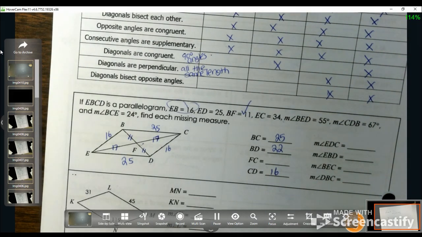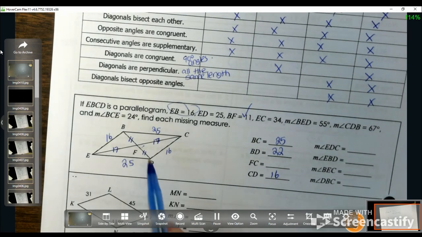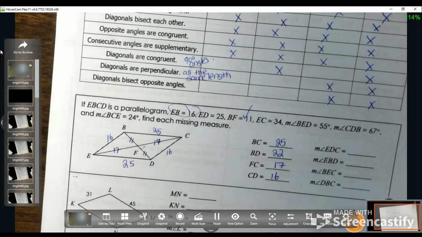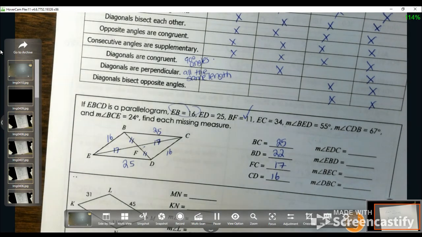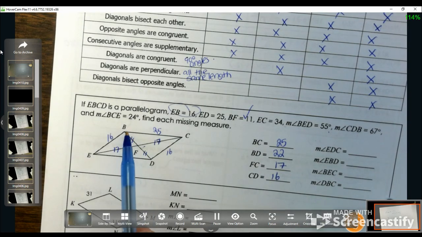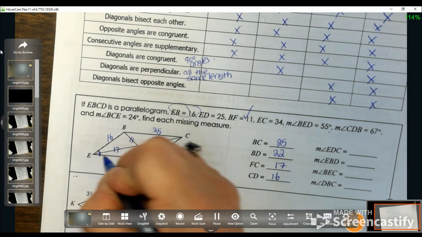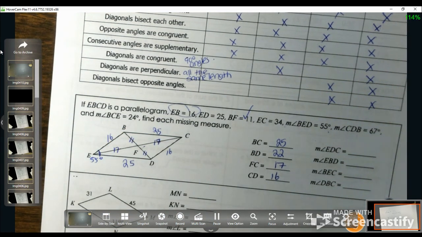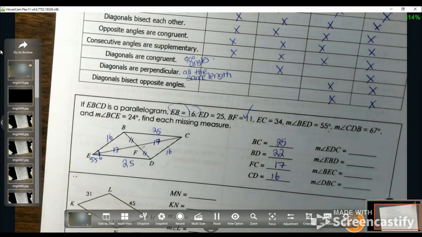Sorry about that. FC is 17. And that is our answer over here. Now let's look at the angles. BED is 55. This is 55. Okay. So both angles are 55.